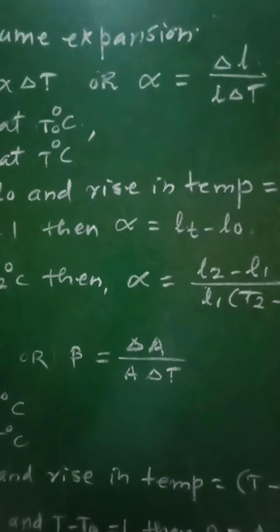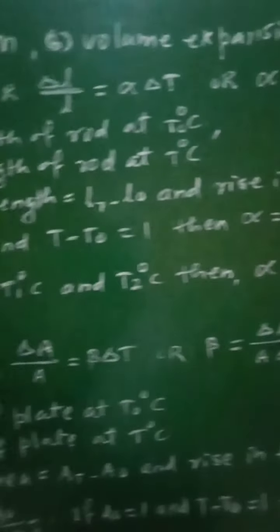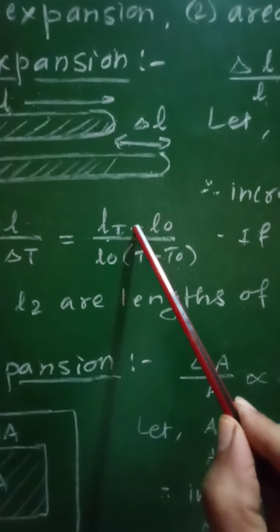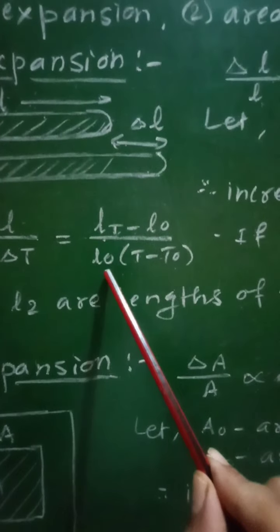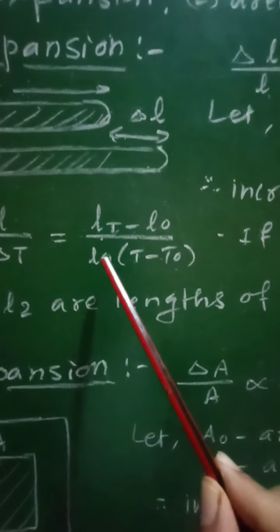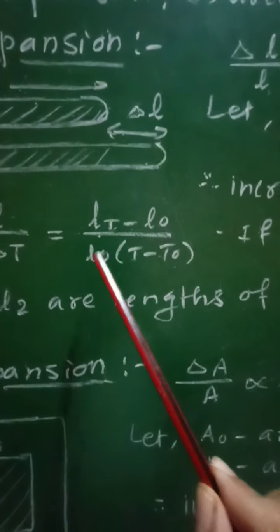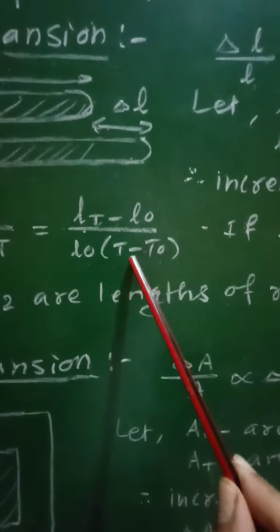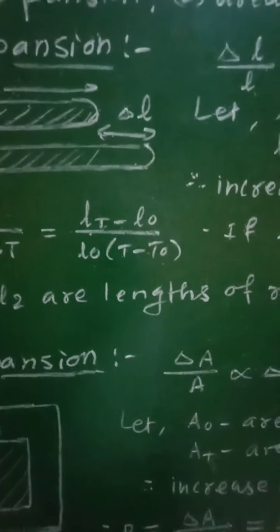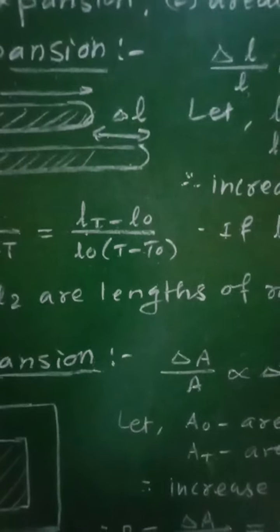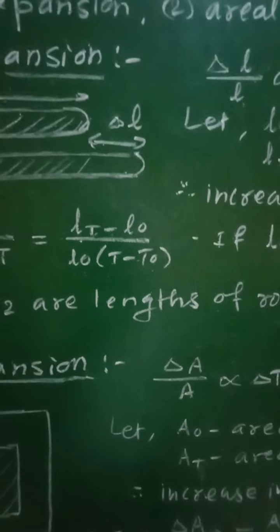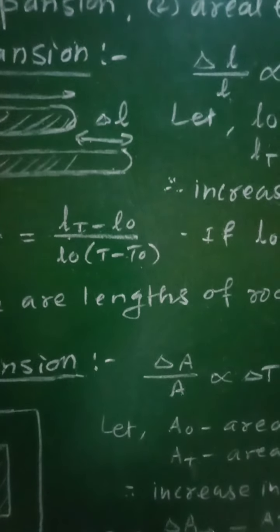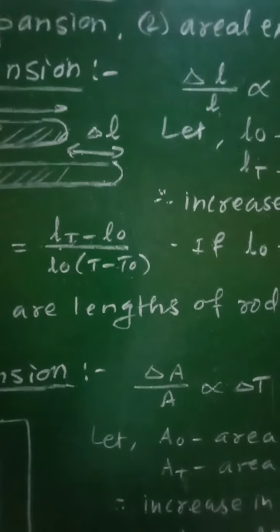So the coefficient of linear expansion alpha is defined as the increase in length of the solid per unit its original length at 0 degrees Celsius temperature per degree rise in temperature. So the coefficient of linear expansion of the solid is defined as the increase in length of the solid per unit its original length at 0 degrees Celsius temperature per degree rise in temperature.